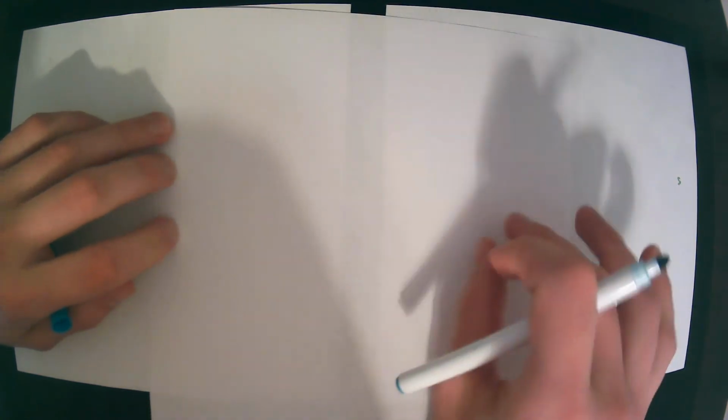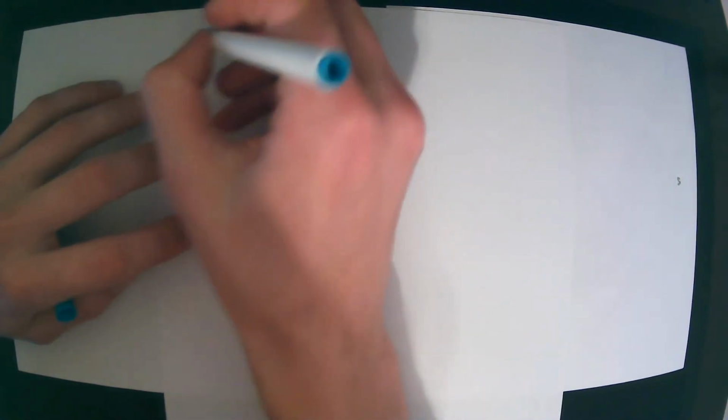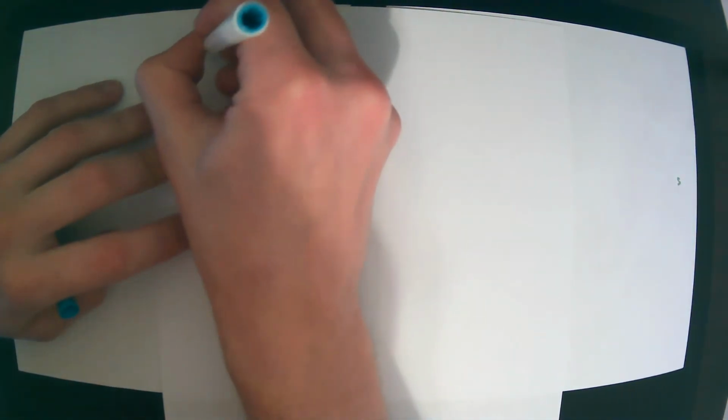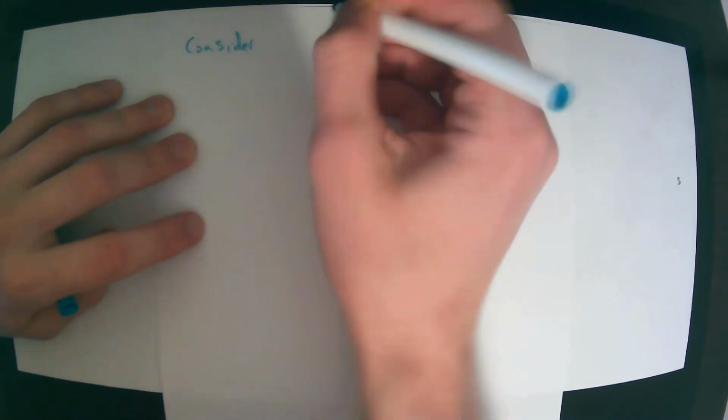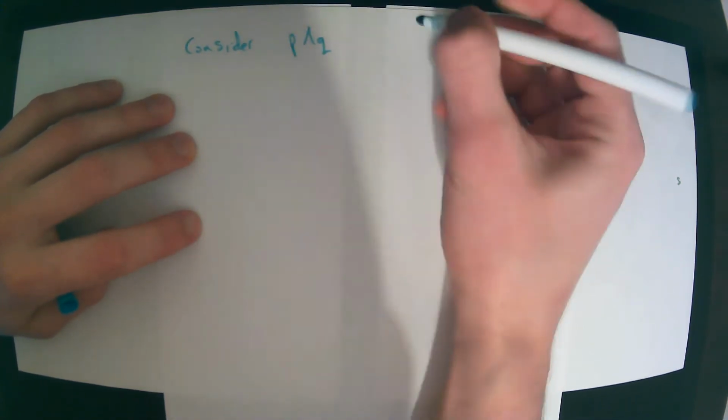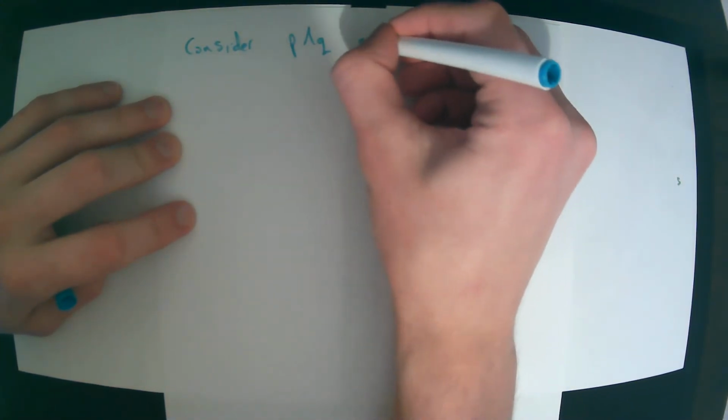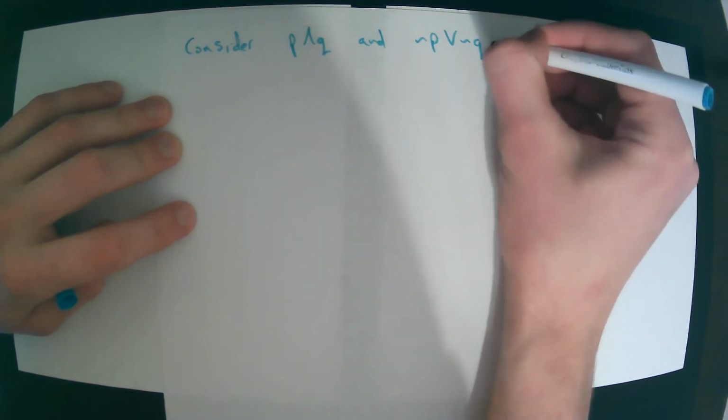Now we can come to some very cool applications of this idea of logical equivalence to conjunctions and disjunctions. So now we're going to abandon conditionals for a little bit and just talk about ands and ors, conjunctions and disjunctions. Consider the statement P and Q and not P or not Q.